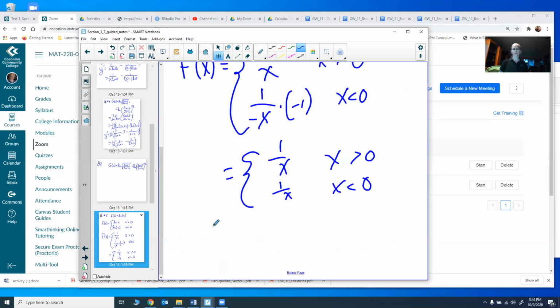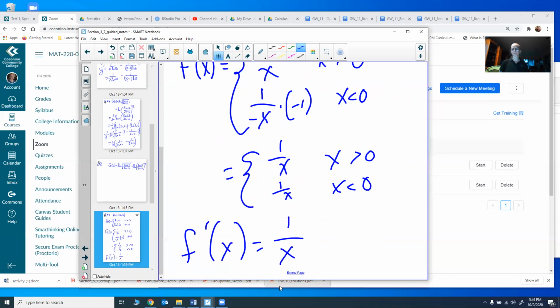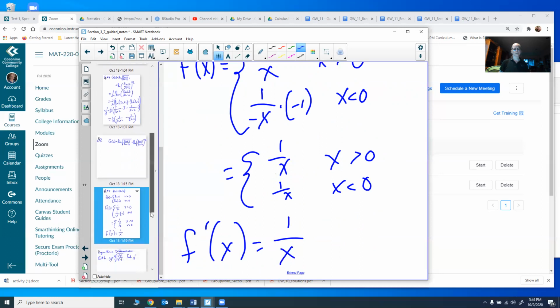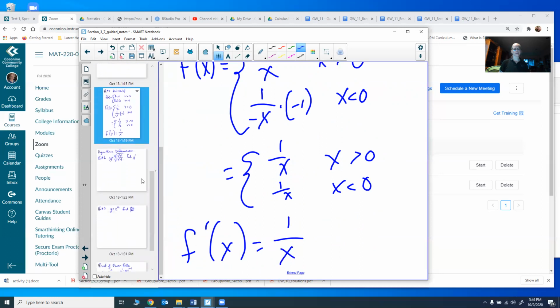So looking at this, we realize that the derivative of the natural log of the absolute value of x is just the same as 1 over x. This becomes important a little bit later when we get into undoing derivatives. But right now, just realize that the derivative of the natural log of the absolute value of x is just 1 over x also.